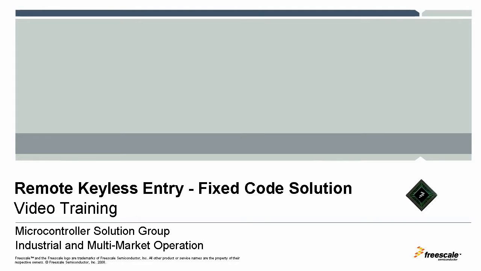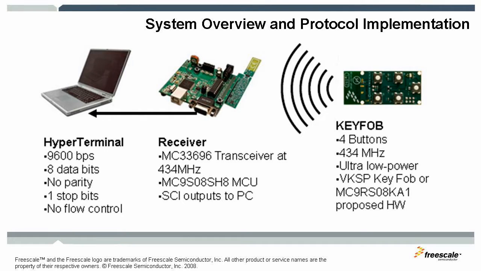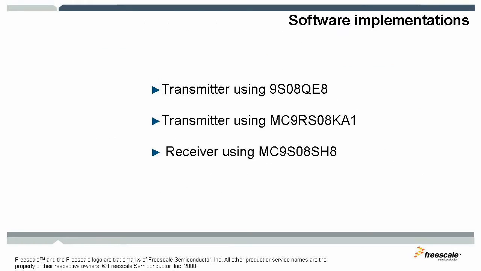Welcome, this is the Fixed Code Protocol implementation demo. The complete system consists of three main components. A PC running HyperTerminal, this is where the received messages are displayed. A receiver, which consists of an S08 SH8 microcontroller and a Freescale RF transceiver. Finally, the transmitter KEYFOB, which sends the message frames.